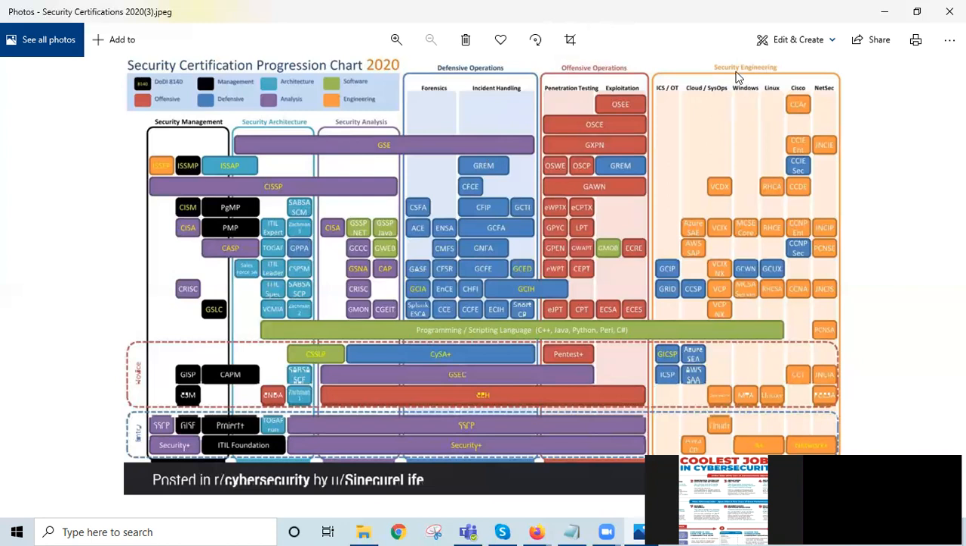Then at the end we have security engineering. If you take a look here, we have network security. Suppose you're going to maintain some firewalls.